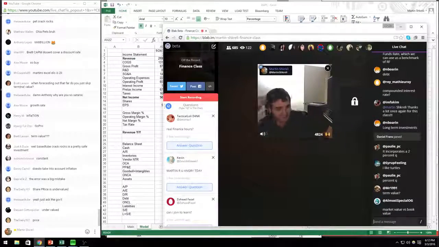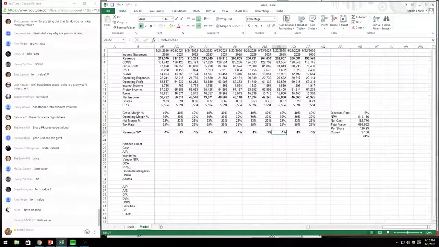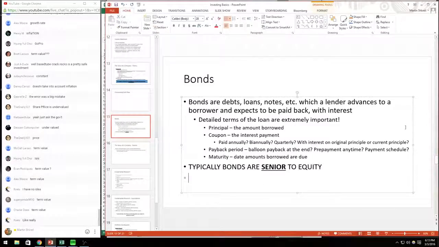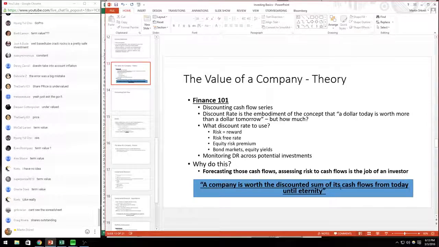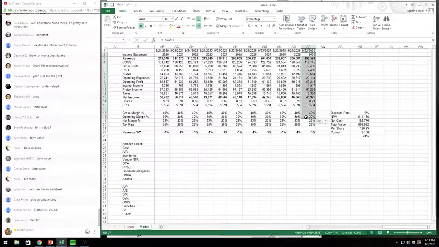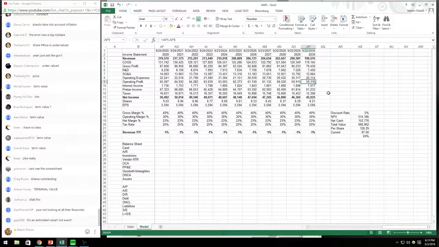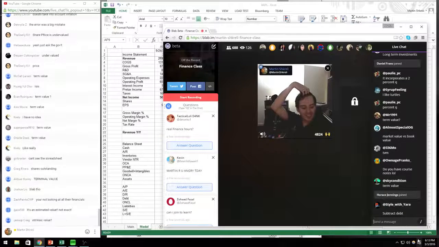Yes, the terminal value. The terminal value is crucial. So remember the definition: a company is worth the discounted sum of its cash flows from today until eternity. This model ended in 2030. I don't know about you guys, but I hope to be here after 2030, and I'm sure Apple feels the same way. So ending the company in 2030 doesn't make sense, right?